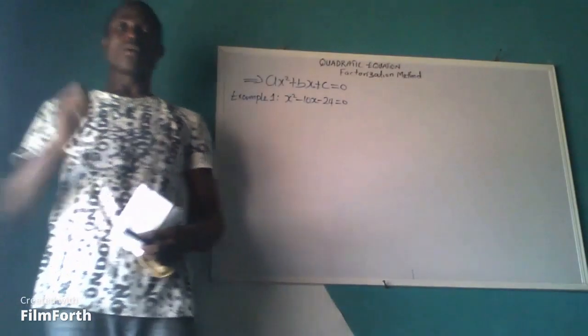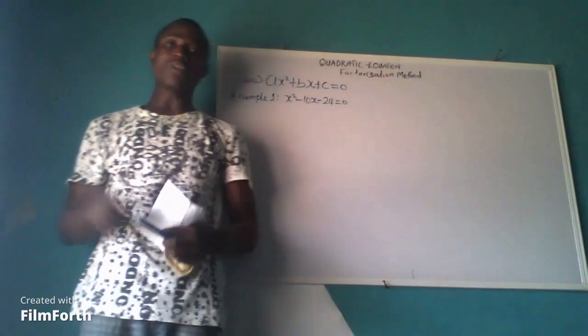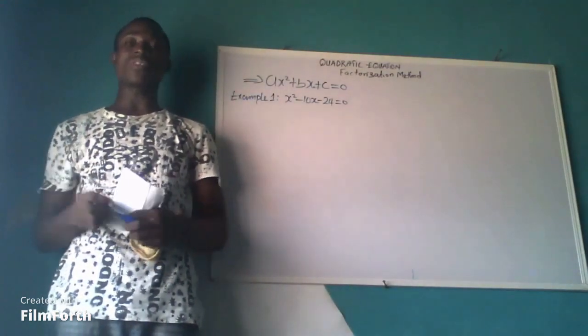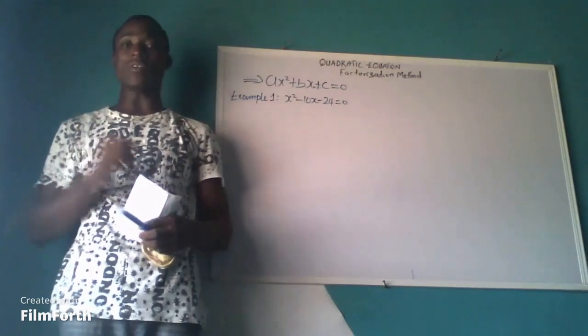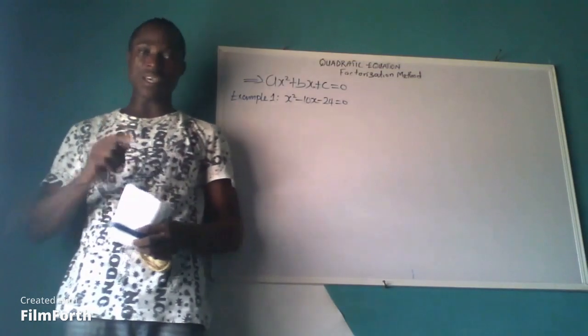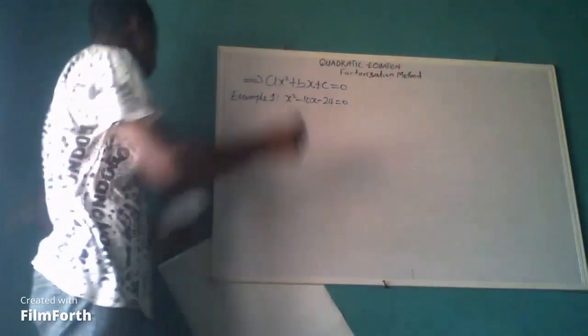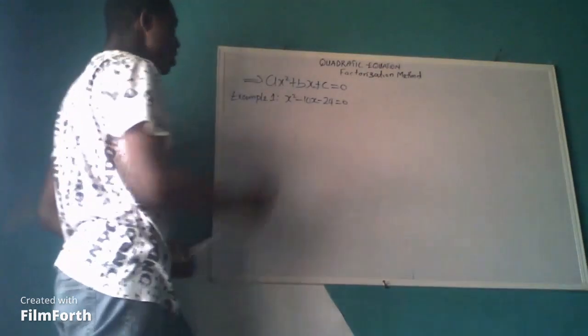Alright, good day everyone. Now in this video, I'm going to talk about quadratic equations. Now what is a quadratic equation? A quadratic equation is an algebraic expression of second degree in a single variable, say x. The general quadratic equation is given as ax squared plus bx plus c equal to 0.